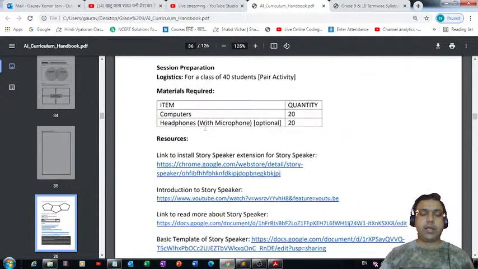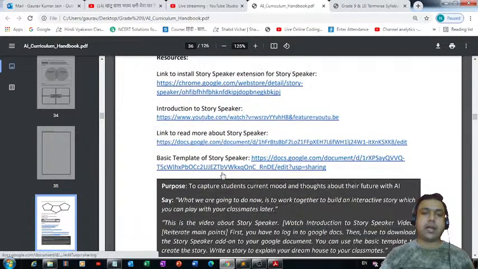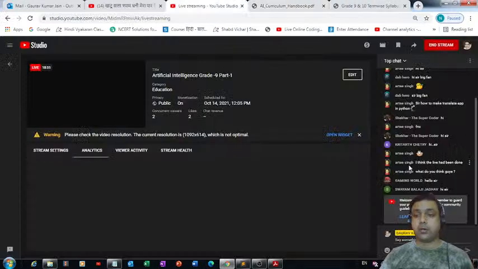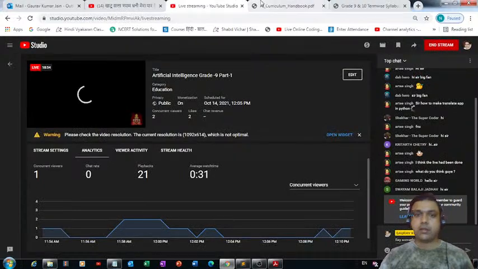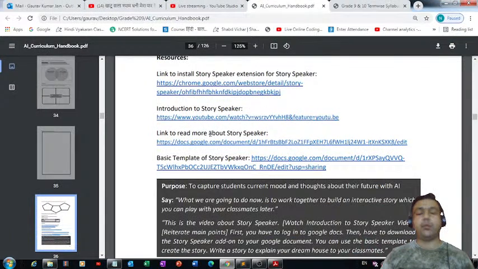So then we have this story speaker thing. So you can create your own story, and there is a device called Google Home. I don't know whether you have heard about it or not. So there is a device called Google Home in which you can feed the story you have written, and it will convert everything into speech, whatever you feed into it, and you will be able to hear the whole story from the Google Home inbuilt speakers. So that is what.